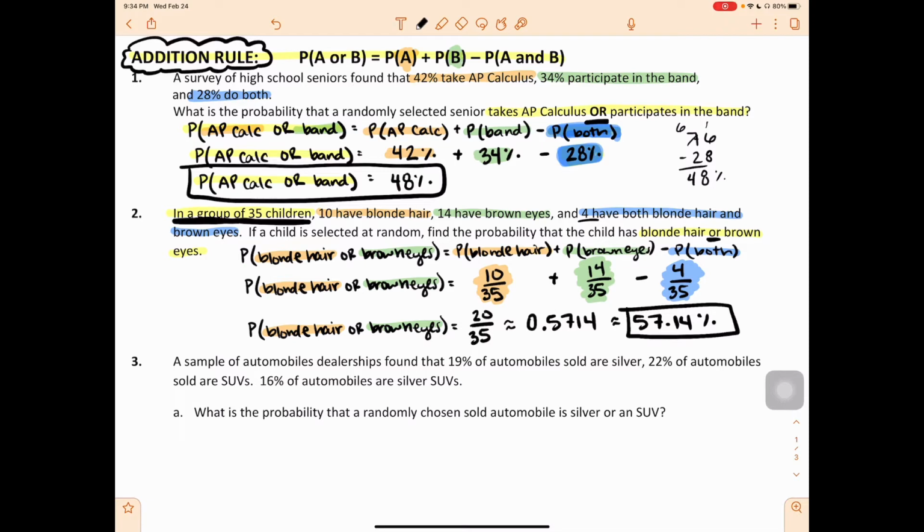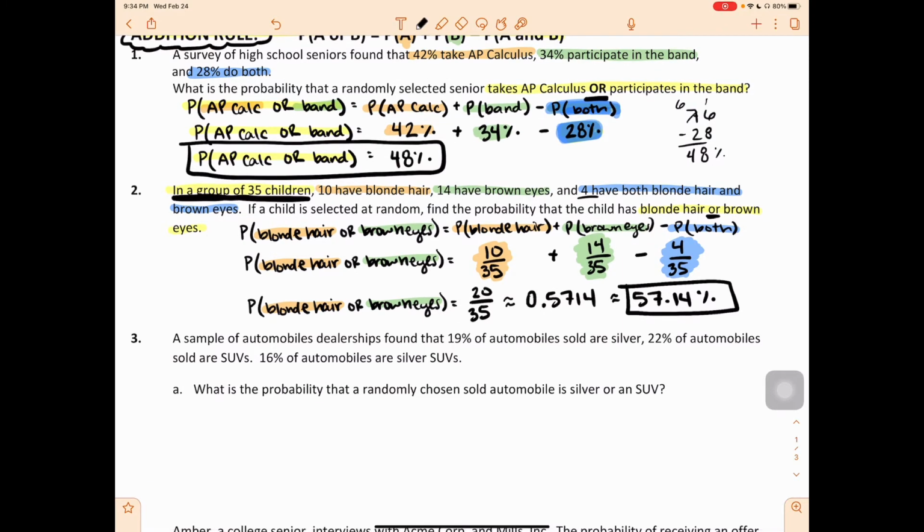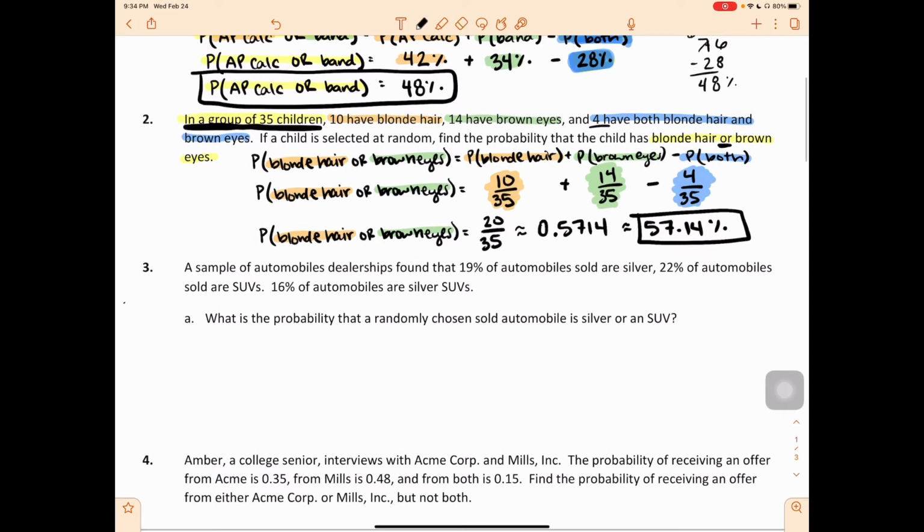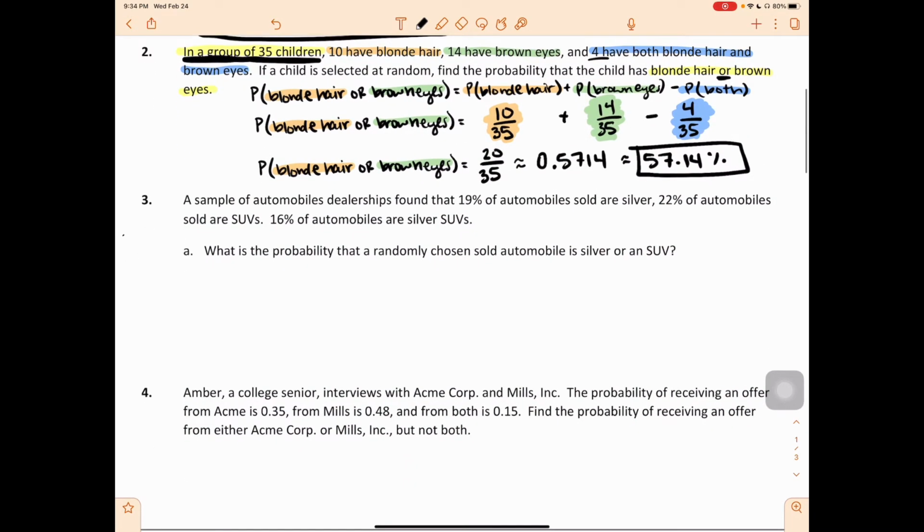So now let's go on to number 3, and please make sure that you try this because I did show you how to do this one. So definitely try this one on your own for number 3.